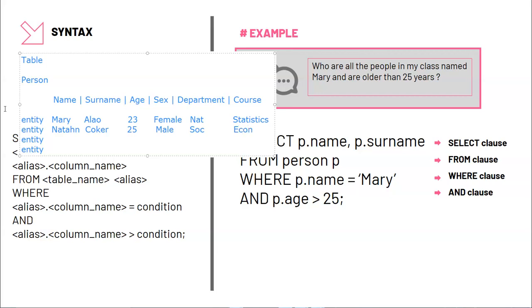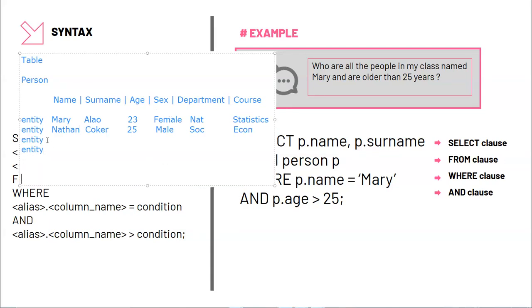Now, these details for Nathan are just for Nathan. Details for Mary are just for Mary. But all of these people, we will have several entities like this for all of them. And now, the question we are trying to answer is, how many Marys, who are the people in my class named Mary and are older than 25?